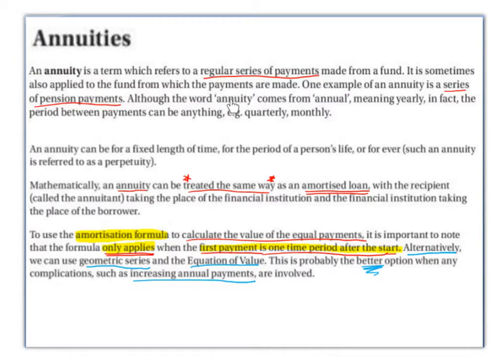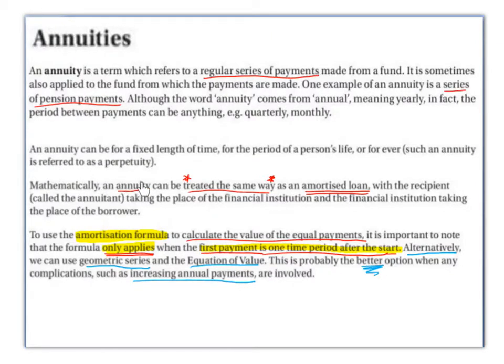Although the word annuity comes from annual, meaning yearly, in fact, the period between payments can be anything, for example, quarterly, monthly, and so on. An annuity can be for a fixed length of time, for the period of a person's life, or forever, such an annuity is referred to as a perpetuity.